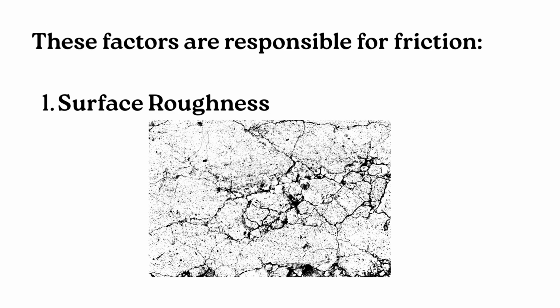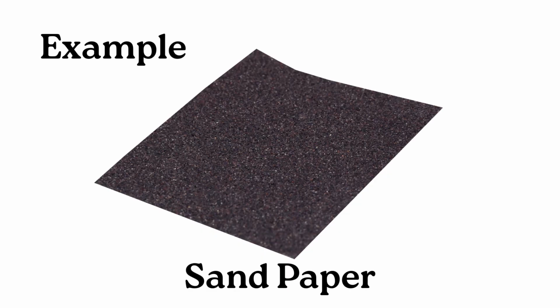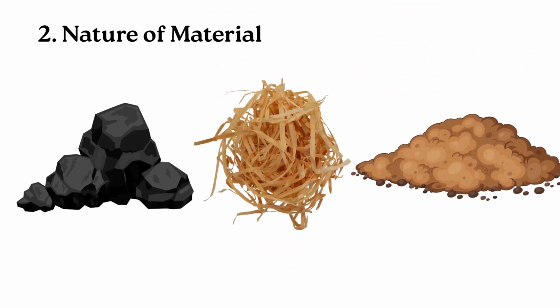Number one is surface roughness. The rougher the surface, the more bumps and more locking it has, so it produces more friction. Example: sandpaper has more friction than smooth glass. Obviously, sandpaper is a very rough surface, so it produces more friction.